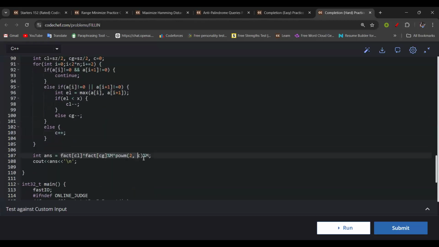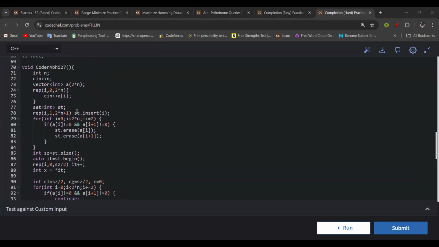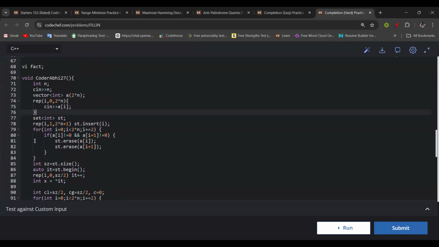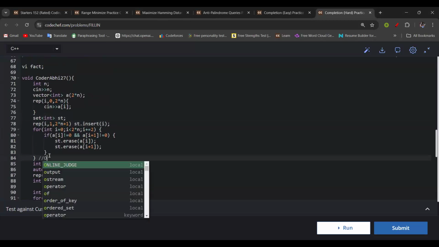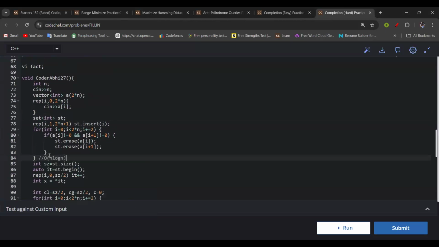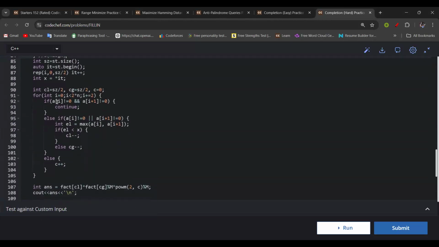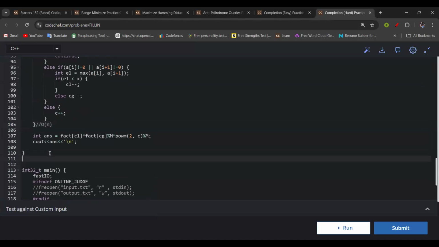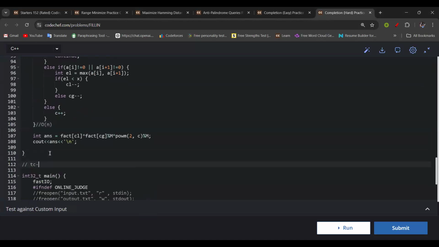Okay, final answer is the same. I hope this problem is also clear. Time complexity would also remain the same in this case. The only extra thing is the set insertion part. We are inserting into a set, which would take n log n time. So the time complexity would become n log n. This other part is like an O(n) operation only. So my final time complexity would be O(n log n).